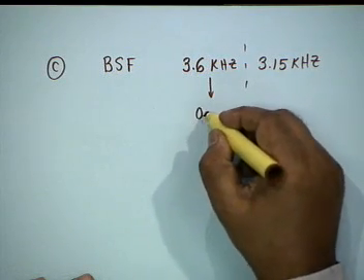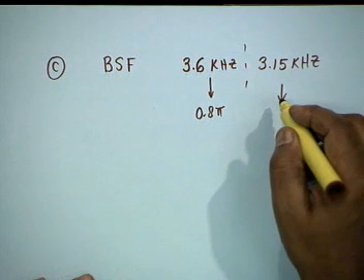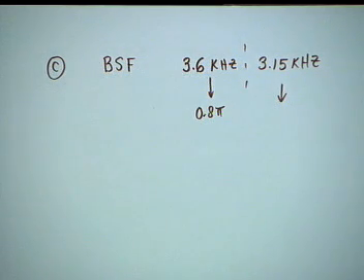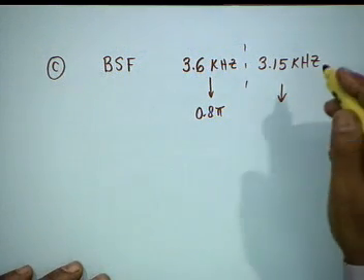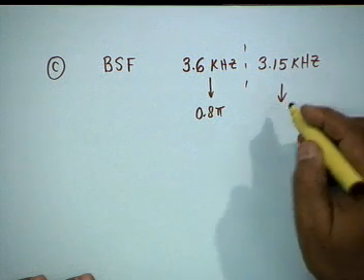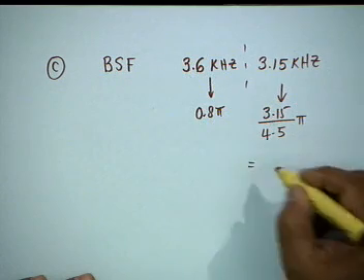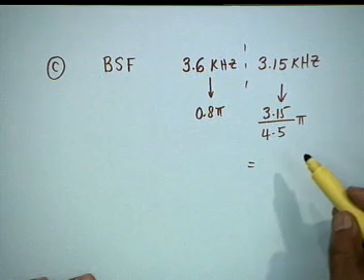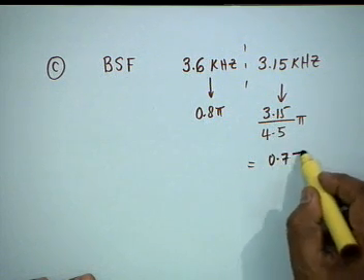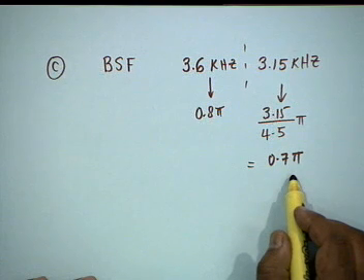Now 3.6 kilohertz, what does it correspond to? 0.8 pi. 3.15 kilohertz, I think I have made a mistake. How much does it correspond to? 3.15, 4.5 pi. How much is it equal to? It is 7 times 0.7. Ah, yes, okay. Numbers were chosen carefully. It is 0.7 pi. Agreed?